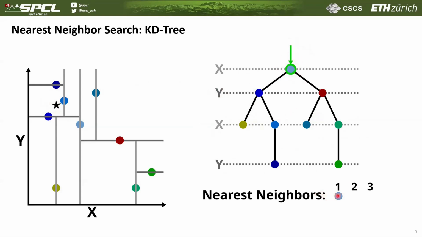And while we do this, we maintain a list of our nearest neighbors. Here, for example, we have so far only visited this blue vertex, so position 2 and 3 are empty. But as we traverse this tree, we always update this list of nearest neighbors over there.